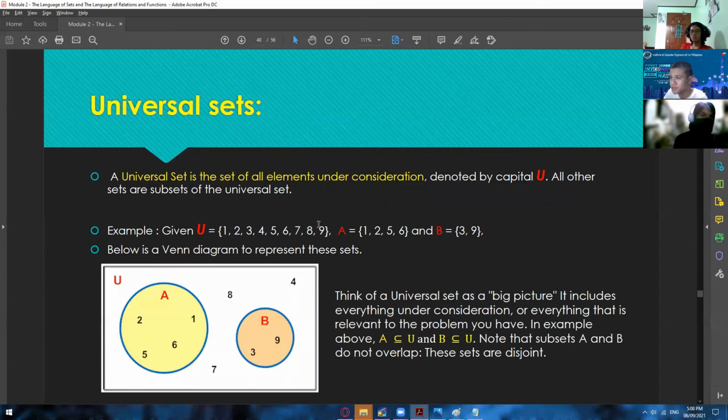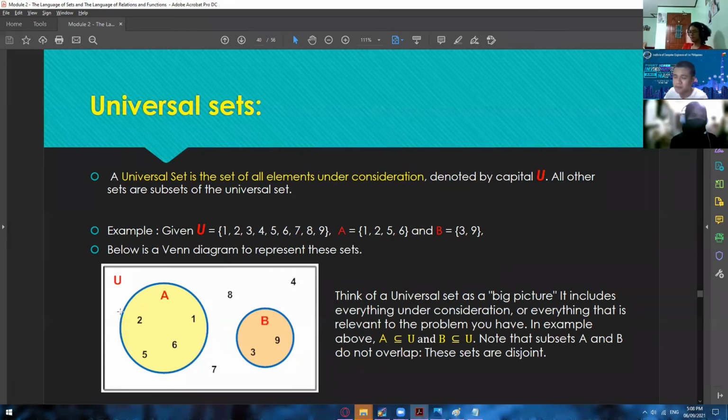So let's now proceed to the next one, which is the universal set. The universal set is the set of all elements under consideration. We could just say that the universal set is like the universe itself. It is a set that contains the planets Earth, Mars, Jupiter, Pluto, and so on and so forth.